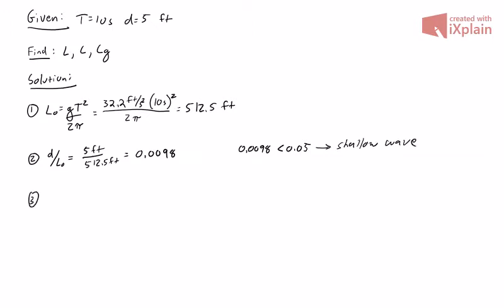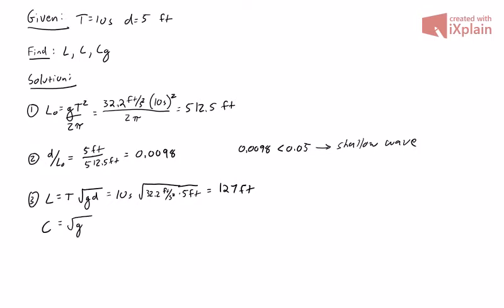If we look at our table, we can see that for a shallow wave, the wavelength is equal to T times the square root of acceleration due to gravity times water depth. So 10 seconds times the square root of 32.2 feet per second squared times 5 feet. Plug that all into our calculator and we get a wavelength of 127 feet.